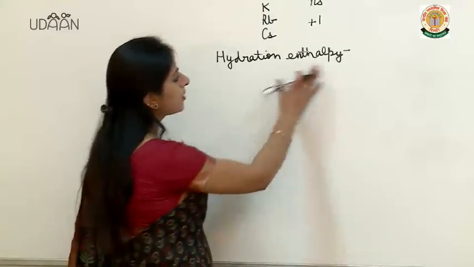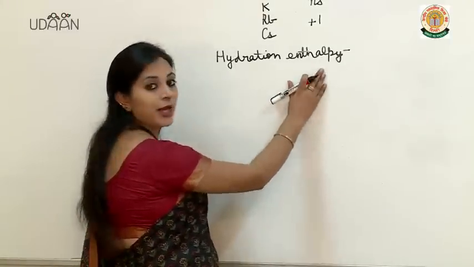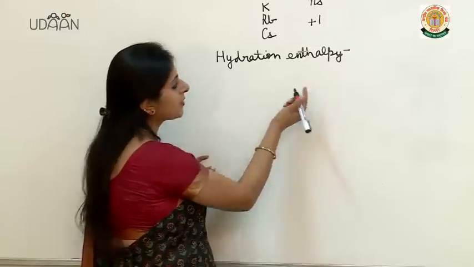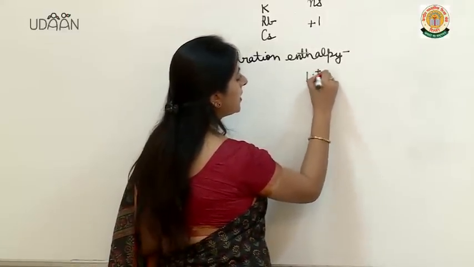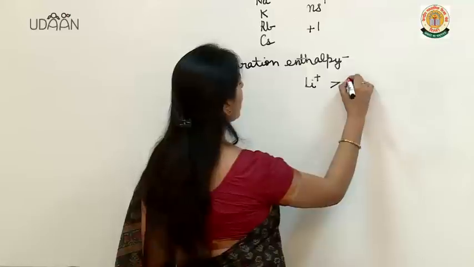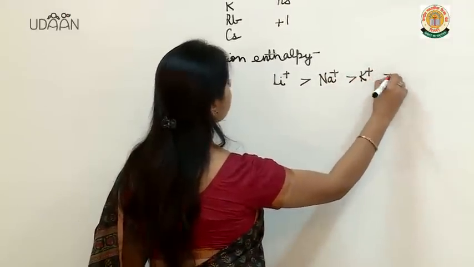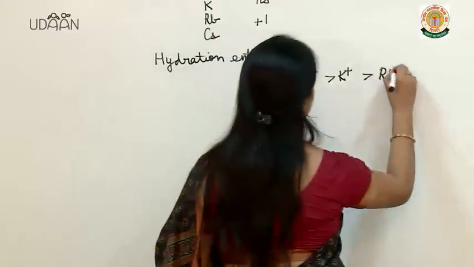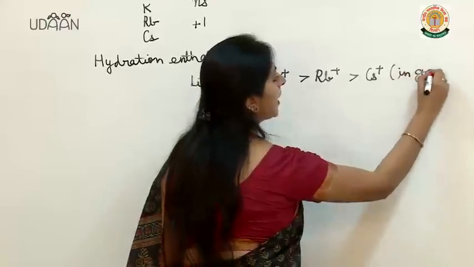So what would be the order of hydration enthalpy? Hydration enthalpy in gaseous phase. In gaseous phase, smaller the size, more water molecules, so that means Li+ followed by Na+, K+, Rb+ and Cs+. So this is the order in gas phase.